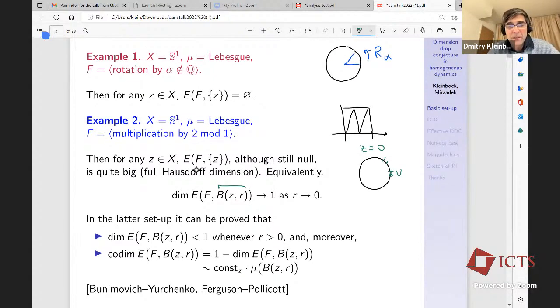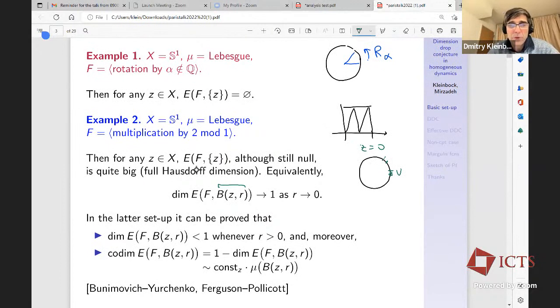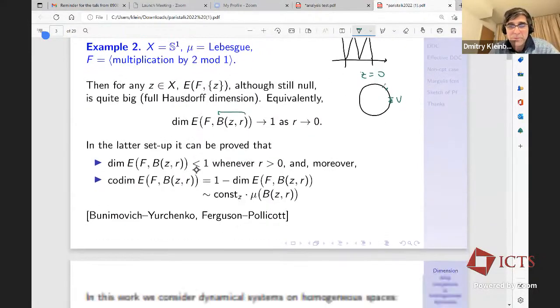This is done in the papers of Bunimovich, Yurchenko, and then more generally by Ferguson and Polycott. My goal is not to talk about these systems, but to switch to dynamics on homogeneous spaces, where things are more interesting, so to say, or maybe less interesting, I don't know.